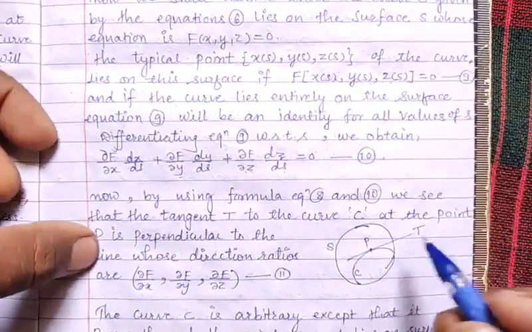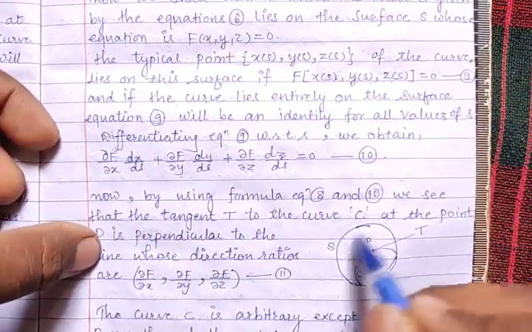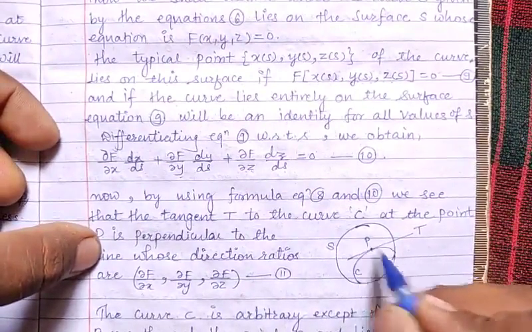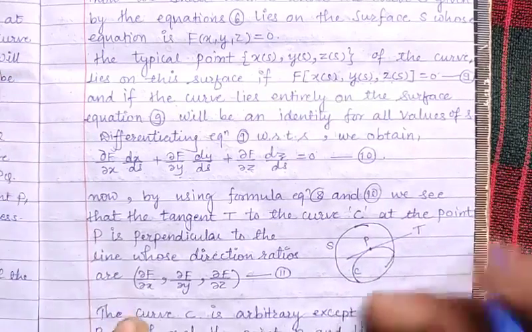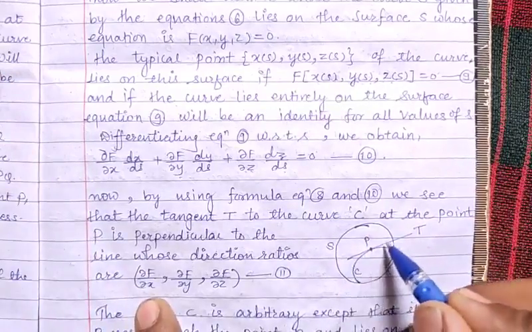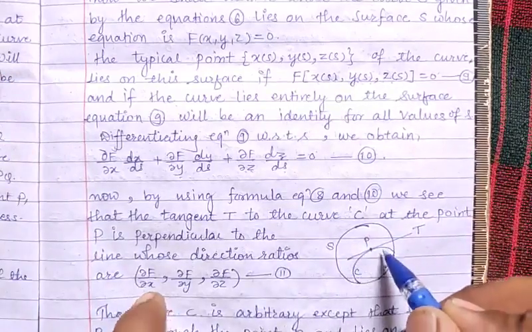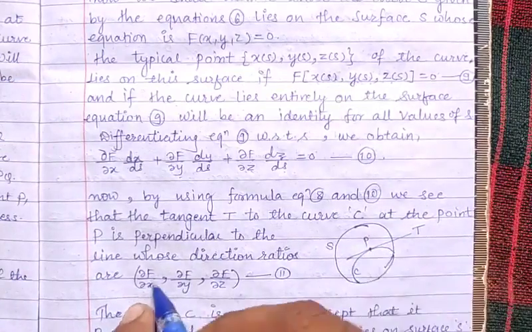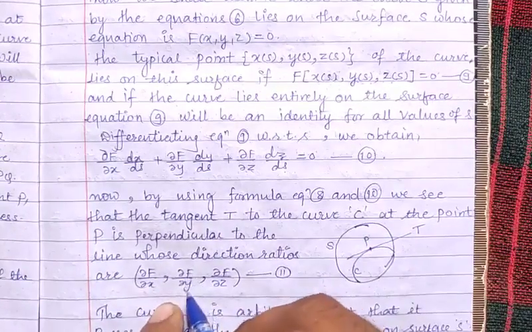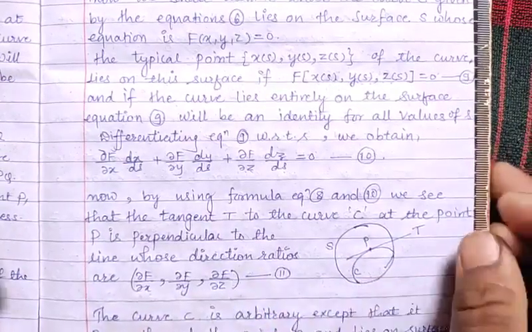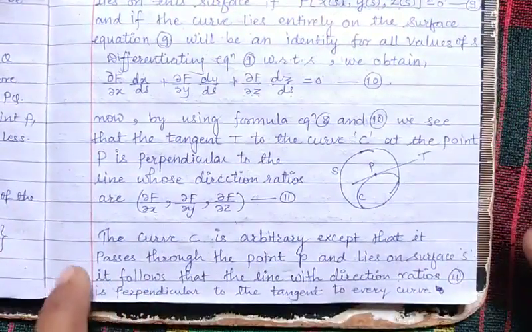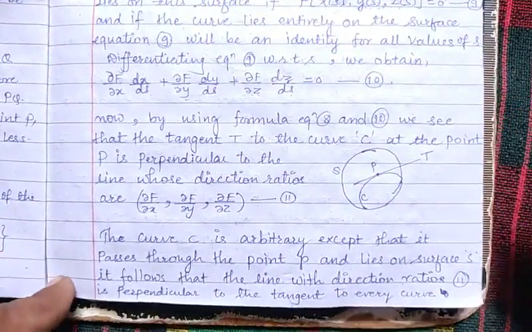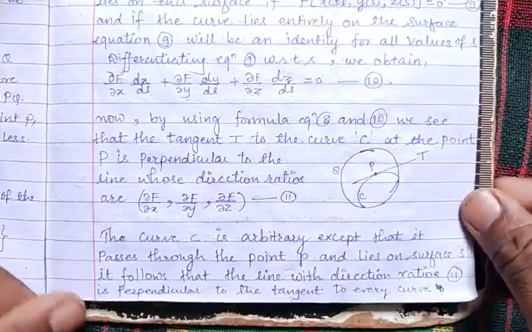So in this figure we see that this is sphere S, this is point P and this is tangent T to the curve C. Okay, so the direction ratios of this line are ∂f/∂x, ∂f/∂y and ∂f/∂z. So the curve C is arbitrary except that it passes through the point P and lies on surface S.